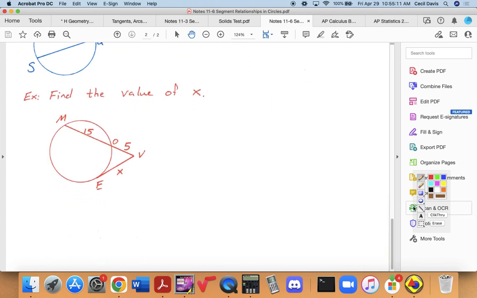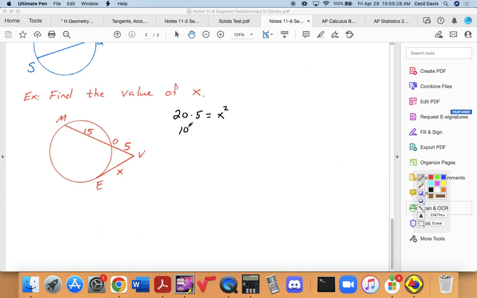So here, we'll do the entire secant segment, 20, times the external part, 5, is equal to x squared. So x squared is equal to 100. So x could be positive 10 or negative 10, but this is the length of a segment, so it can't be negative 10. So we throw that out.